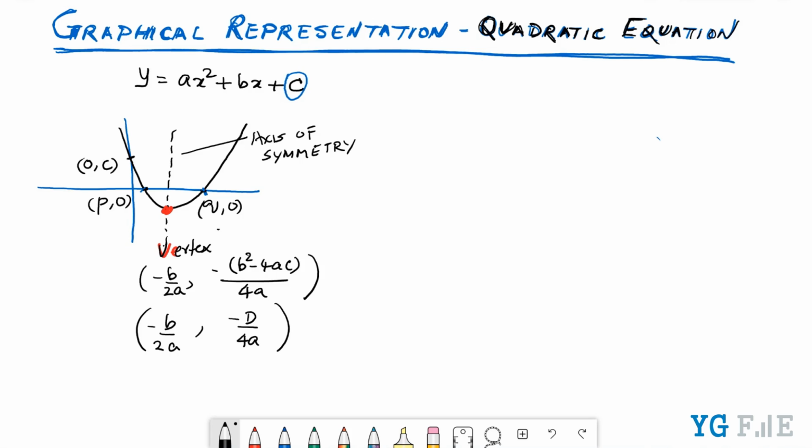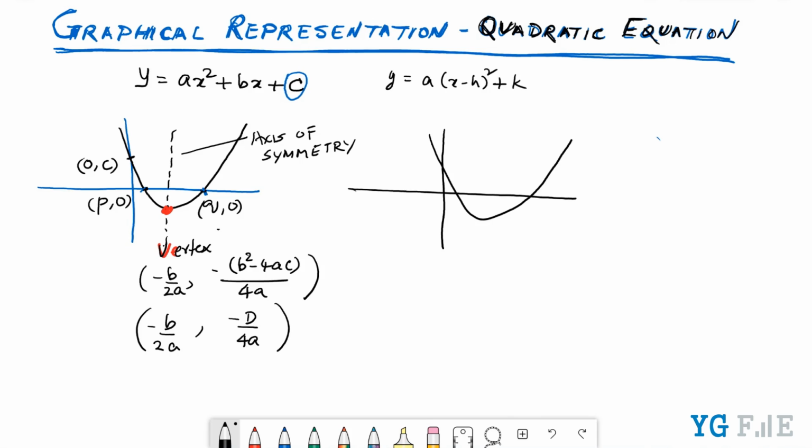Now we can also represent the same quadratic equation in a binomial square form, or vertex form. If it is a into (x minus h) squared plus k, the parabola is also like that, but the vertex point is called (h, k) because it is written in vertex form. So h and k happen to be the vertex.